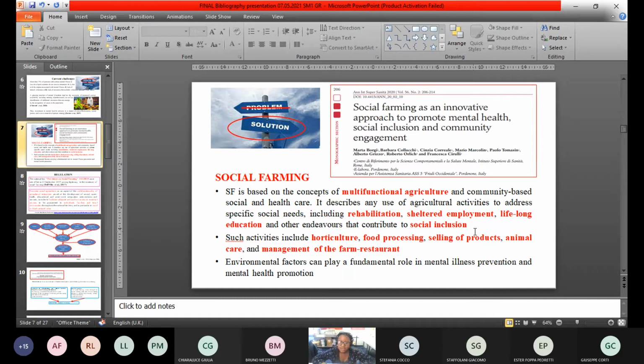Social farming is based on the concept of multifunctional agriculture and community-based healthcare. It describes the use of various agricultural activities that focus mainly on the social needs of people, which can include rehabilitation, sheltered employment, lifelong education, as well as interventions that are meant for social inclusion. The agricultural activities can include horticulture, food processing, selling of products, animal care, and the management of farm restaurants. And as such, the environmental factors can play a fundamental role in mental illness prevention and mental health promotion.